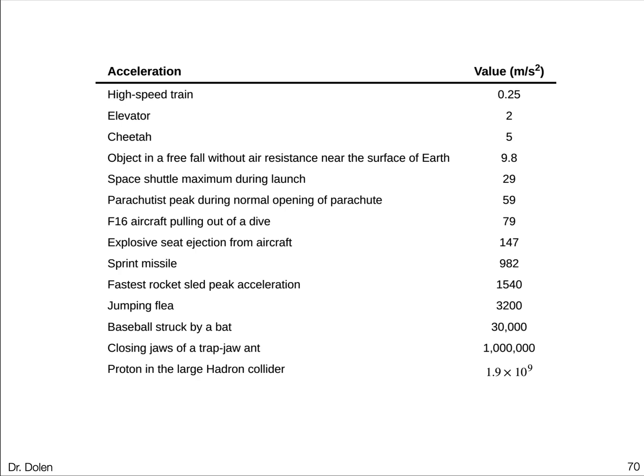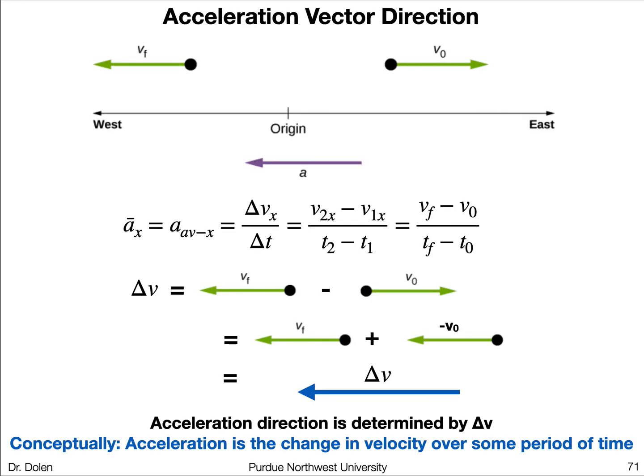Something like a space shuttle or an F-16 can give accelerations even greater than that, 29 for a space shuttle, 79 for an F-16, and things can get much larger for something like a baseball struck by a bat. That can be a huge acceleration, and absolutely huge accelerations happen at places like particle accelerators. Okay, talking about acceleration a little bit more. Acceleration is a vector, so we need to know how to figure out the direction of our acceleration. Is our acceleration positive or negative? We have an equation for acceleration, so that should always be able to tell us whether we have positive acceleration or negative acceleration.